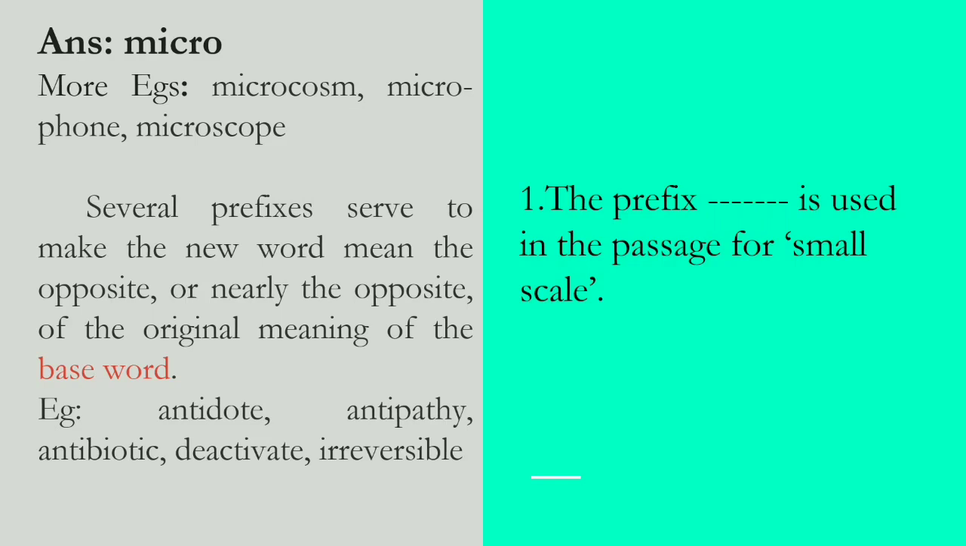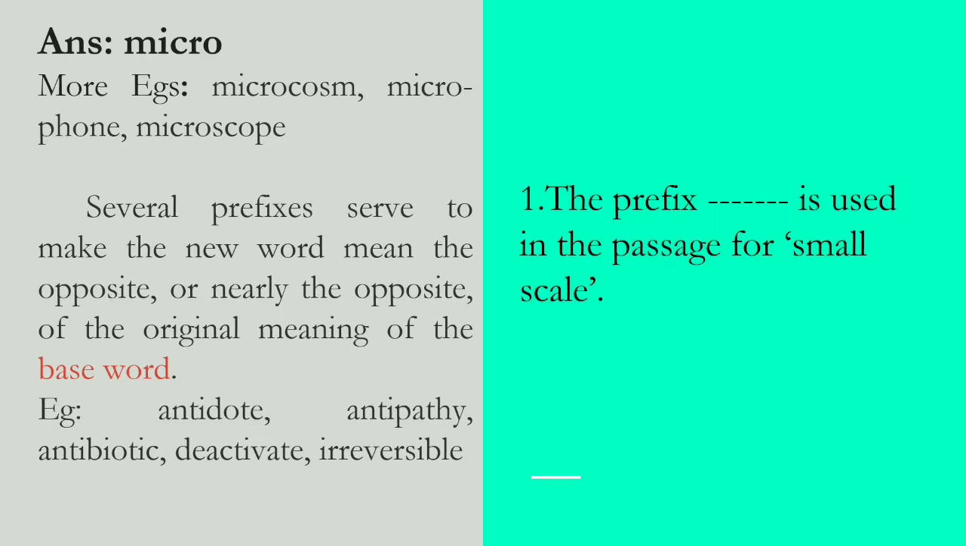So first question, the prefix dash is used in the passage for small scale. So what's the prefix used for small scale? You can find the answer in the second line of the passage itself, where the answer is micro. You can find these two words, microcredit as well as microfinance, in the second line itself. So that is the prefix that is being used for small scale, the word micro. And more examples, I have just put: microcosm, microphone, microscope, etc.